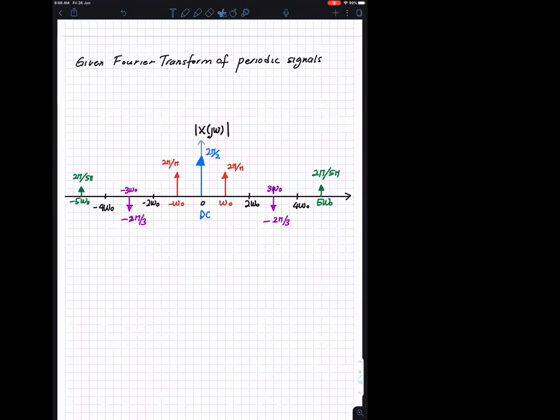Given the Fourier transform of periodic signals, you can see there's a DC component shown when omega is 0. This pair of spikes here is indicating AC at a certain frequency, omega naught, plus minus omega naught. Then you have another amplitude of AC at a different frequency.